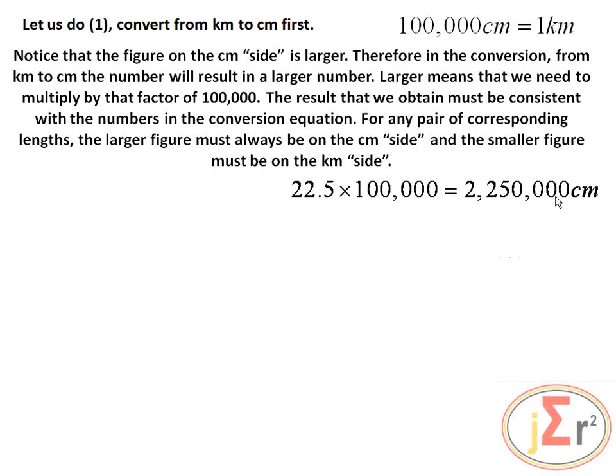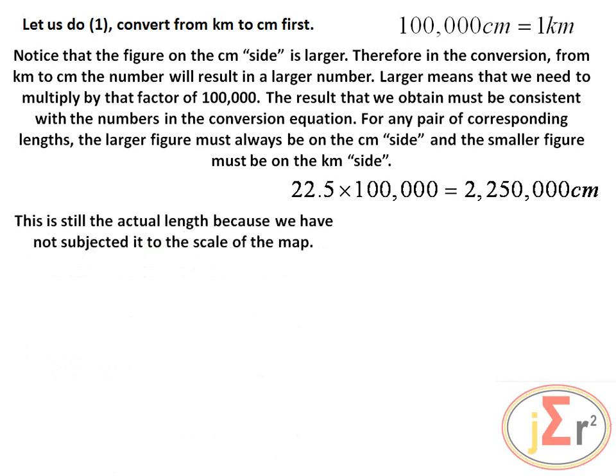So let's go straight ahead. We are going from kilometer to centimeter. Therefore, to get that larger number being consistent with this equation, the larger on the left hand side, the larger for centimeters, then we need to multiply by 100,000 and we get 2,250,000 centimeters. After that, we will subject the number that we have right here to the scale of the map.